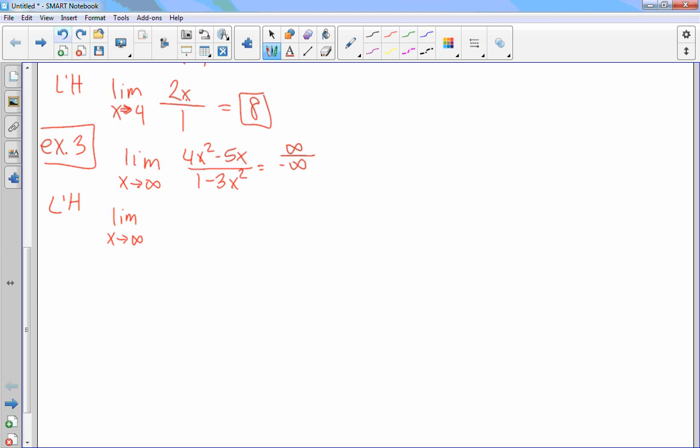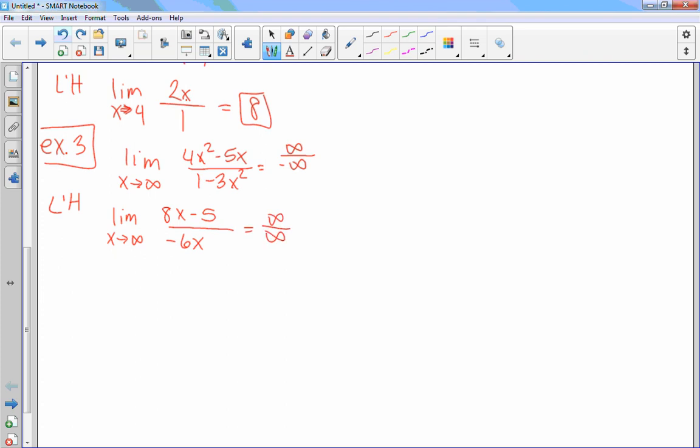I like to put a little L apostrophe H, so I know I'm doing L'Hopital's rule. The reader would know you're doing L'Hopital's rule too. Okay? And what's the derivative of 4x squared minus 5x? Oh, it's not squared. Oops. 8x minus 5. And the derivative of the denominator, negative 6x. Now, when we plug in infinity, do we still have an infinity over infinity? Okay, so that means we need to go again.